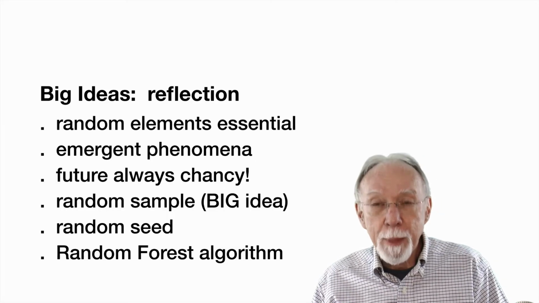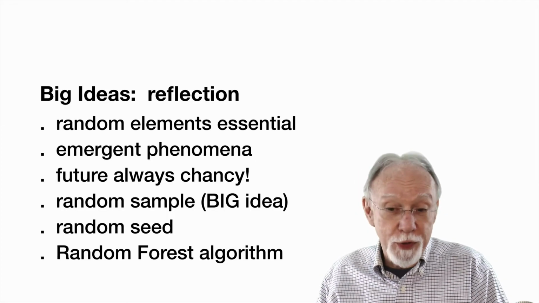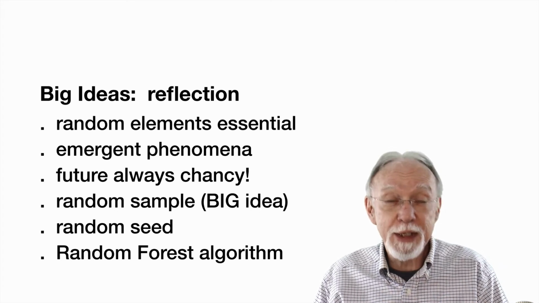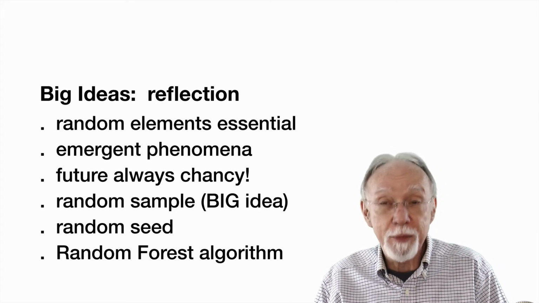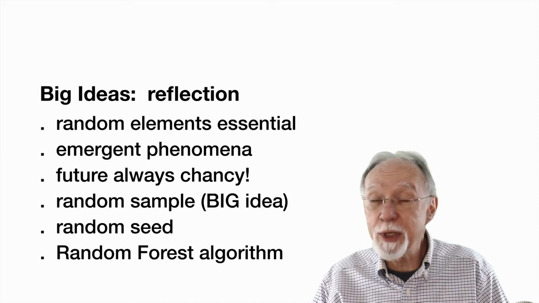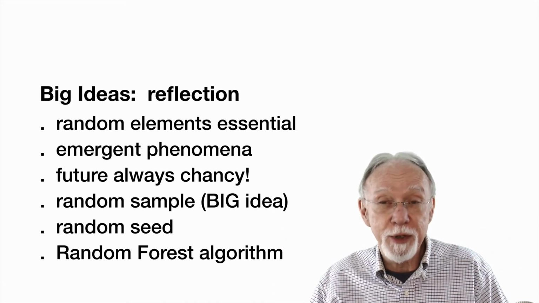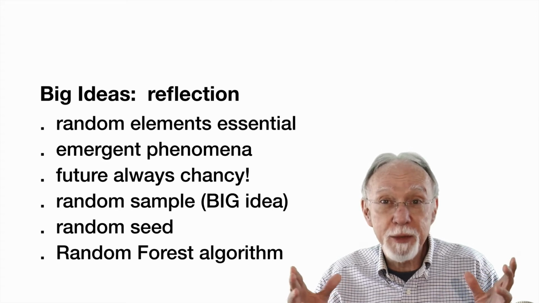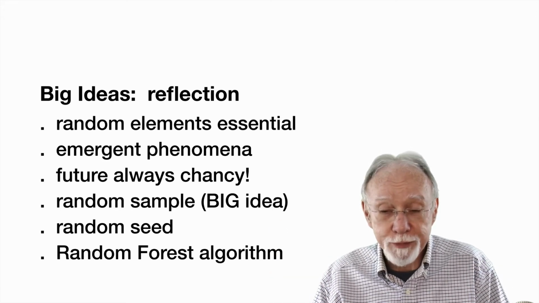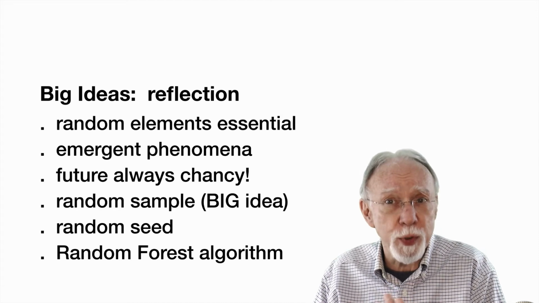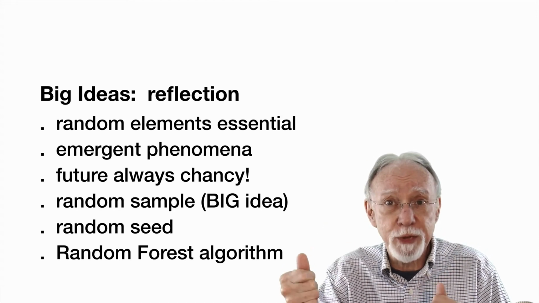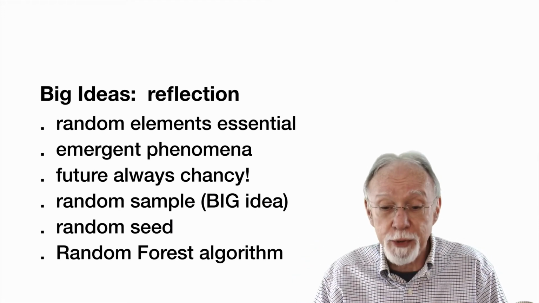Okay. So the ideas here are that random elements really are essential in data analysis and machine learning. Emergent phenomena like weather and biological growth are examples of where random elements have huge impact. But the future is always chancy, right? And a machine learning prediction is about the future, so it can't be accurate all the time.